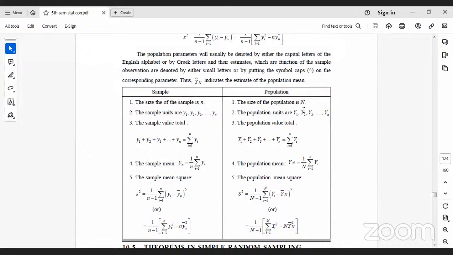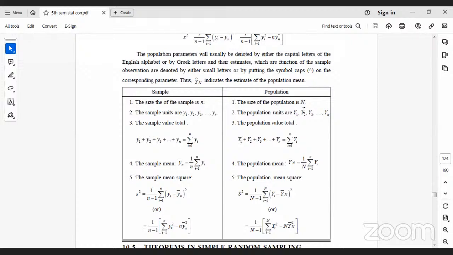You have to write sample mean. Sample mean is with small n. The population mean is with capital N. Both are n, but in the sample we take small n, and in the population we take capital N. In the sample, the units are small y1, small y2, small y3 and so on up to yn. In the population, capital Y1, capital Y2, capital Y3 and so on up to capital YN.